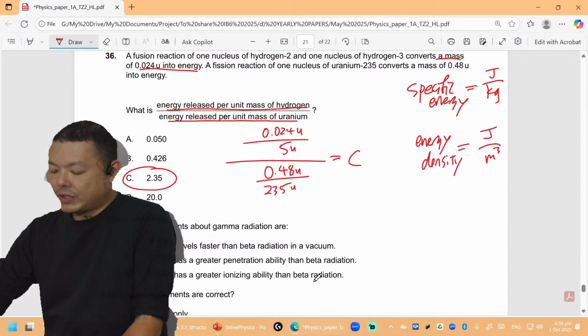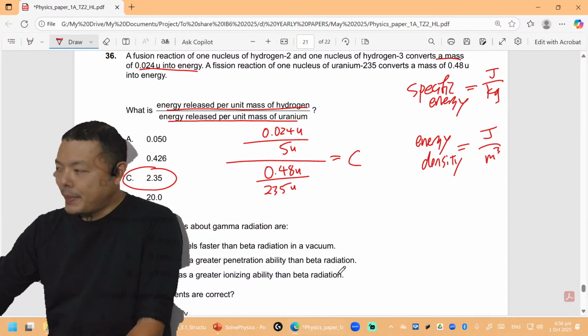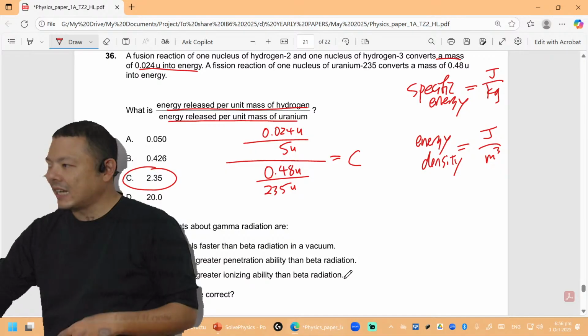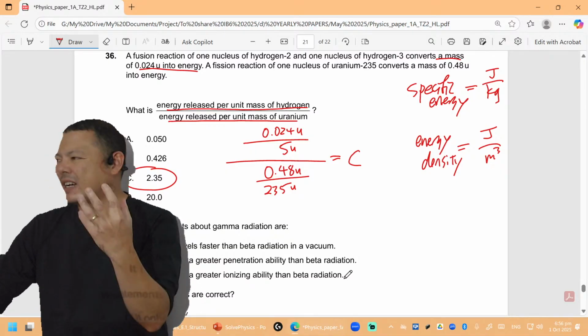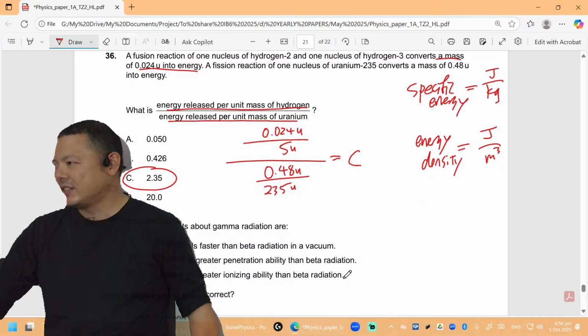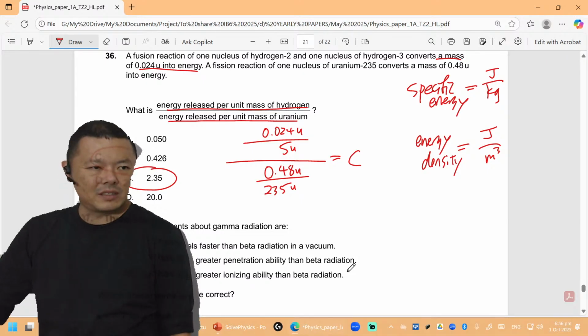Are you saying that fusion is more energy giving than uranium? Yes. But one of the biggest problems with fusion is that it produces gamma radiation as the energy, and it's hard to convert gamma radiation into useful energy. But they still want to do fusion.